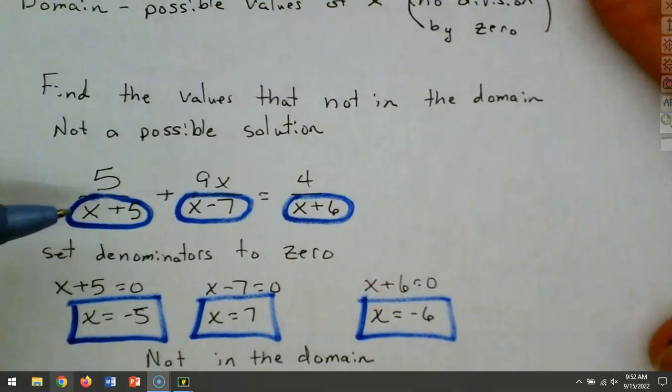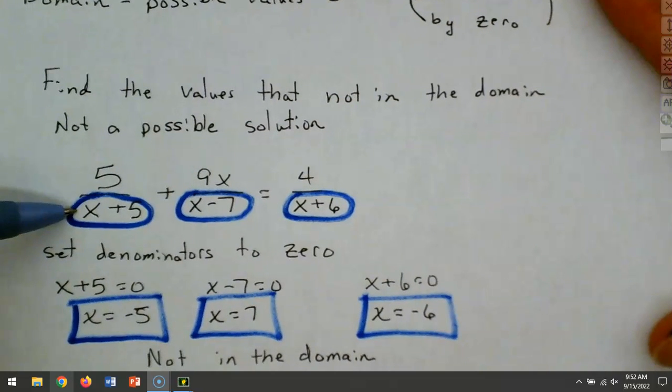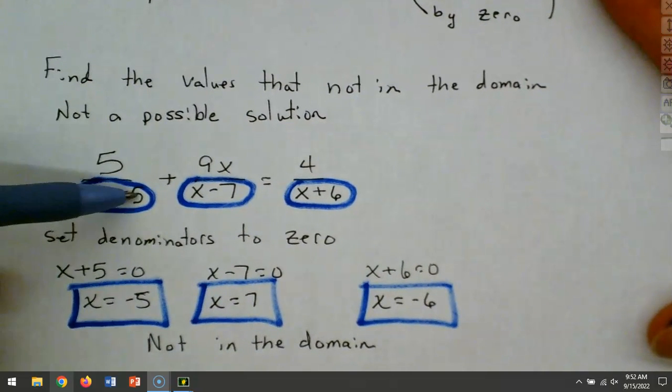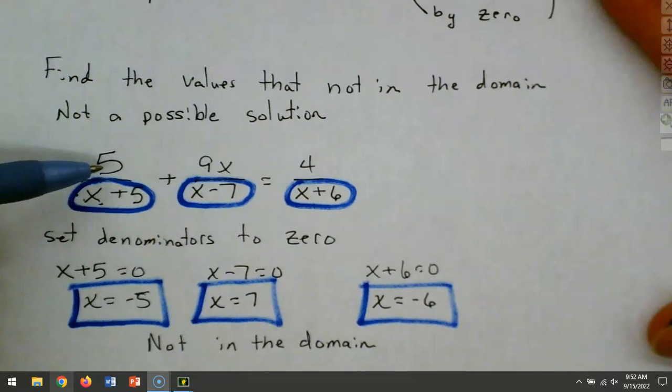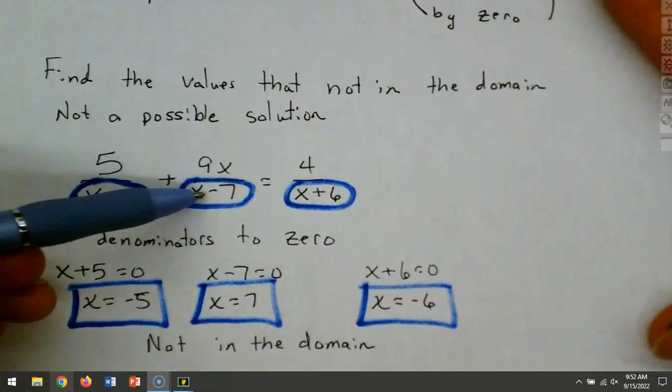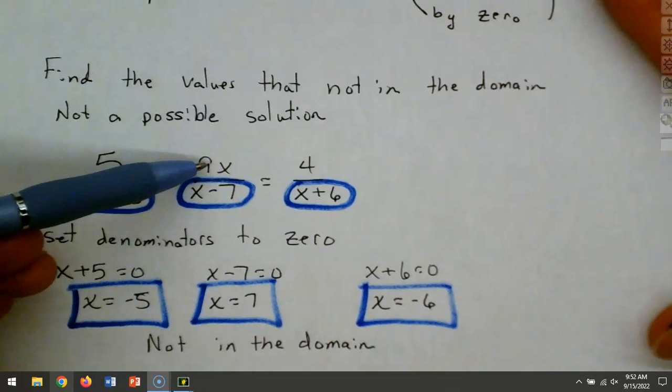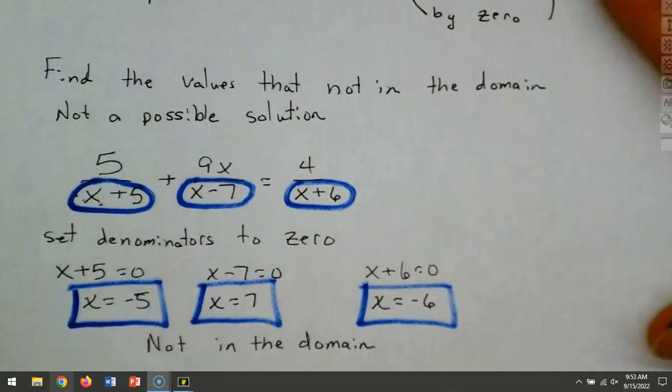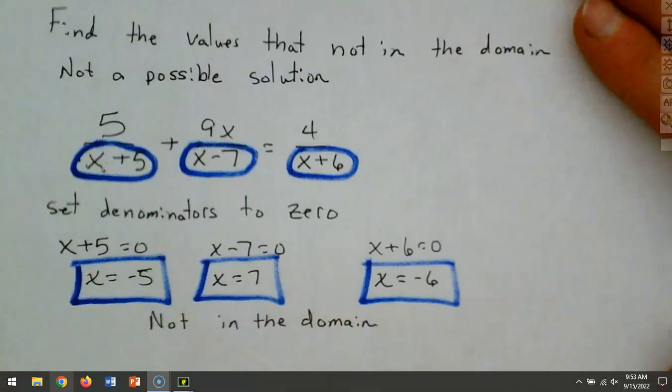Because if I plug in -5, what's going to happen? -5 plus 5, what does that give you? 0. And can you take 5 and divide it by 0? No, because that's undefined. Same thing with 7. 7 minus 7 gives you 0 here. Doesn't matter what the value is on the top, but you cannot take anything and divide it by 0. Same thing with the -6. So those are the numbers that are not in the domain.